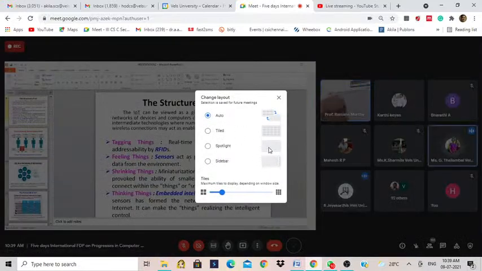Sir, sorry to interrupt you, sir. Your screen is not pinned, sir. So we are not able to see your PPT screen. I'm sorry. One minute. I'm just highlighted.